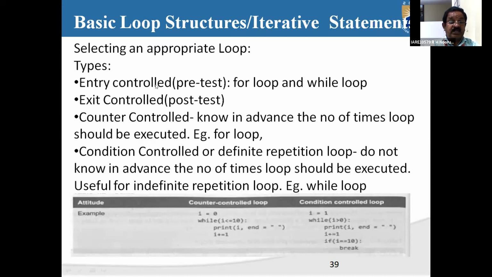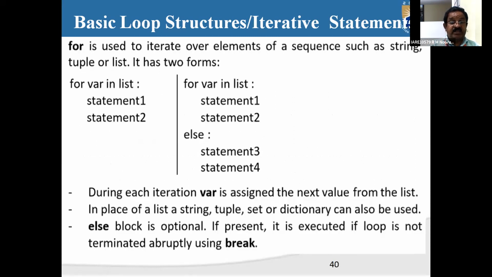And examples for entry control statements, also known as pretest control, in case of Python, are the for loop and while loop, right? These are the various classifications of looping statements, and how to select the appropriate looping statement based on the problem that you are going to solve. Whether it should be entry control, exit control, counter control or condition control, based on the requirement and necessity, you select that particular loop, right? Any doubts or any clarifications till now?